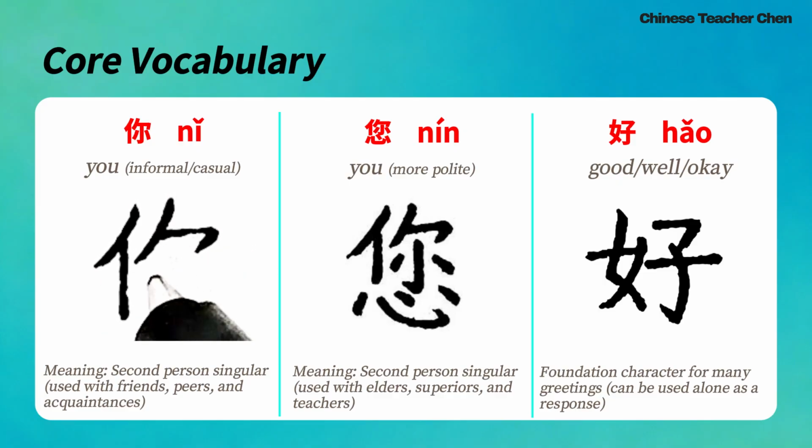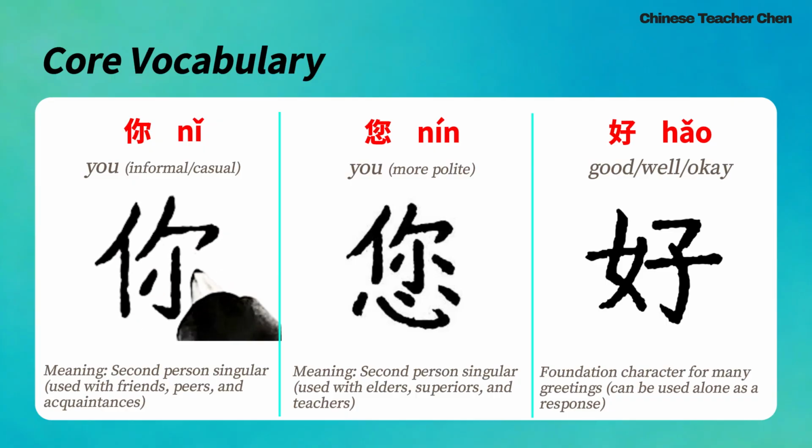你 sounds like 你, and it means you. It's singular, used when talking to one friend or someone around your age.